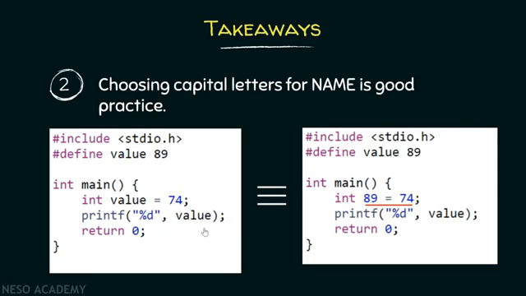This is the disadvantage because, as you can see, this is equivalent to this statement. When the preprocessor replaced the name with 89, this is what we got: 89 is equal to 74. This is something we cannot do. We cannot assign a constant to a constant, and we got an error. It is better to write capital letters for #define macros. This will avoid confusion later on. Suppose you have a big file with lots of lines of code and somewhere you declare a variable with the same name as the macro.